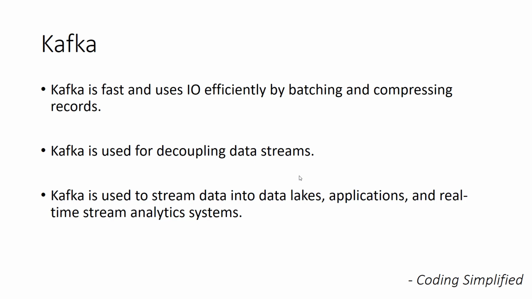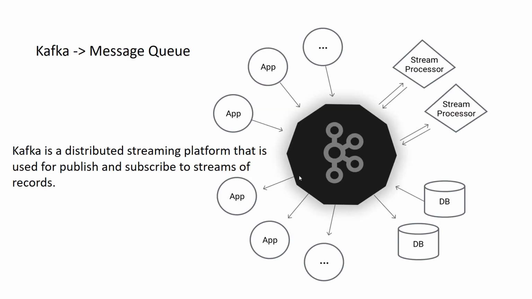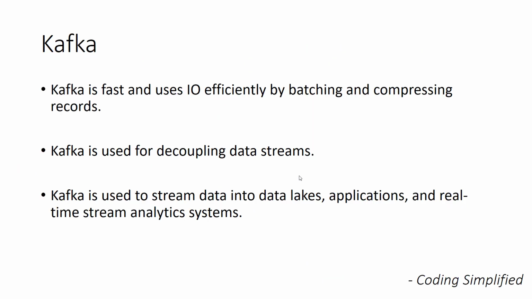Kafka is very fast, and it uses IO efficiently by batching and compressing records. Let's say you have streams of records, and one record is one gigabyte. It will break it up and compress it, and then process the data in batches. If the batch size is 200 MB, it will create 5 batches of 200 MB. That is why it compresses first and then batches, and that is how it efficiently sends the data.